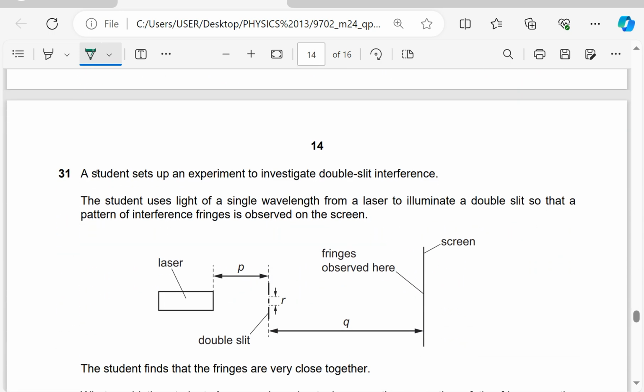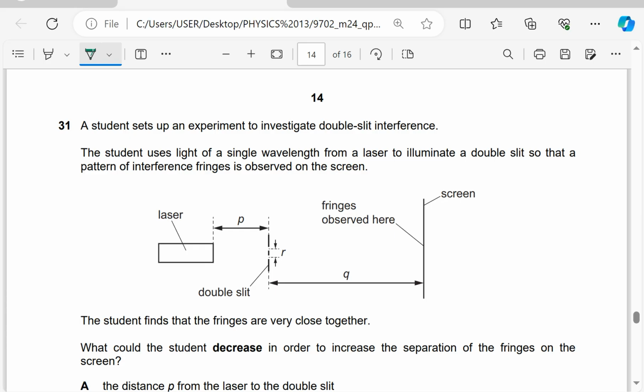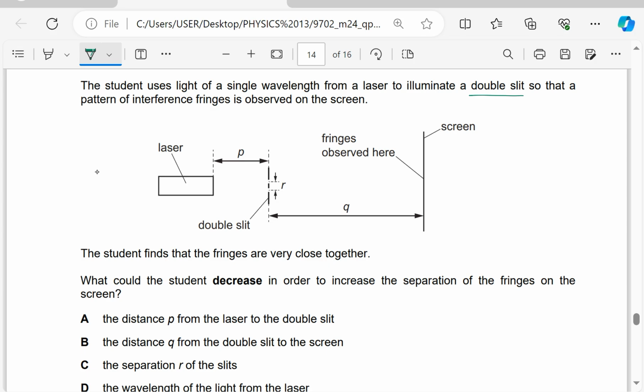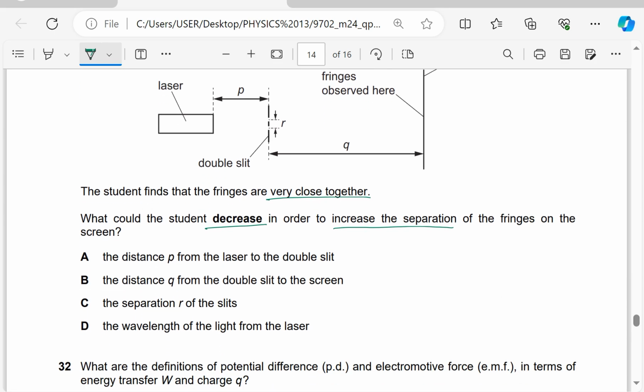A student sets up an experiment to investigate double slit interference. The student uses light of a single wavelength from a laser to illuminate a double slit so that a pattern of interference fringes is observed on the screen. The student finds that the fringes are very close. What could the student decrease in order to increase the separation of the fringes?